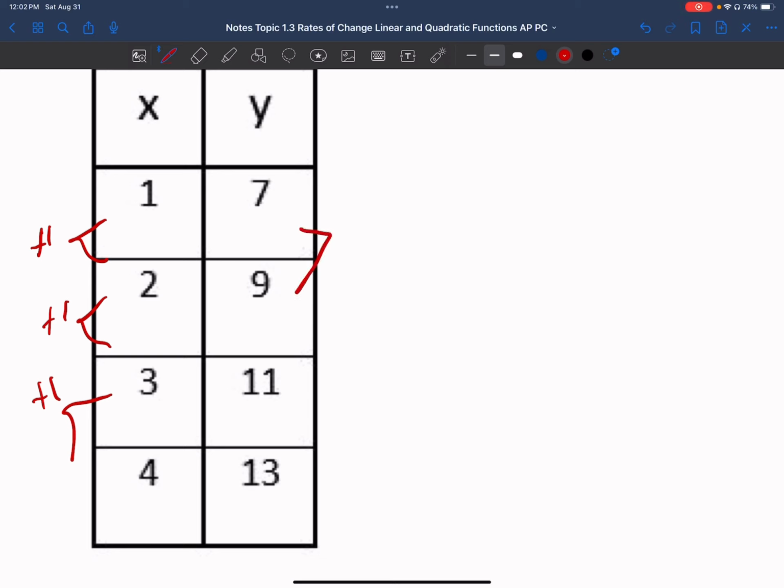If you look at the y, to go from 7 to 9, you add 2. From 9 to 11, you add 2. And from 11 to 13, you add 2. This column right here represents your average rate of change.